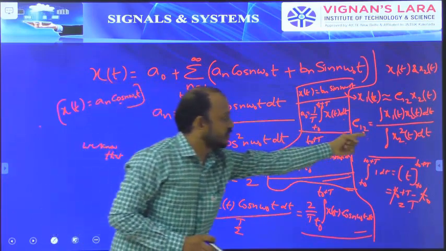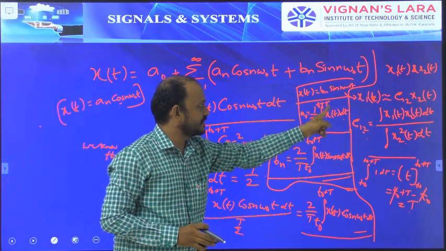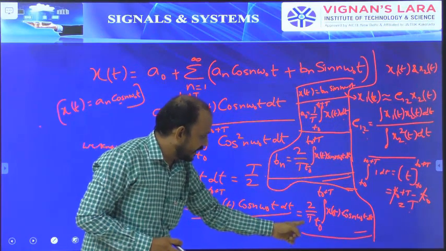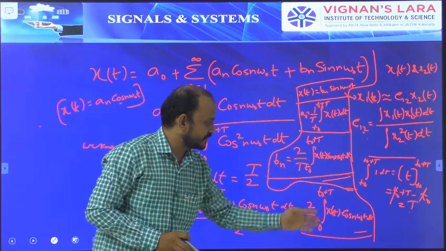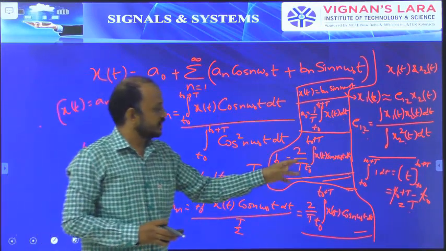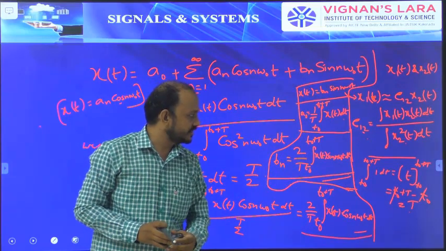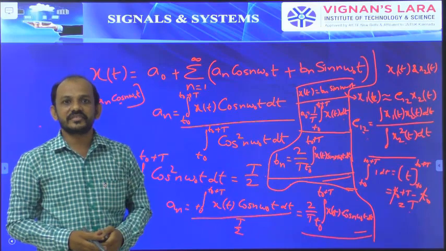After this I went for the derivation of each one using these concepts. I used them and found the values of a0 as 1 by T times the integral from t0 to t0 plus T of x(t) dt, an as 2 by T times the integral from t0 to t0 plus T of x(t) cos n omega naught t dt, and bn as 2 by T times the integral from t0 to t0 plus T of x(t) sin n omega naught t dt. So this is today's class.